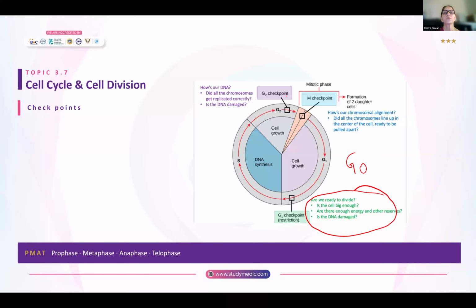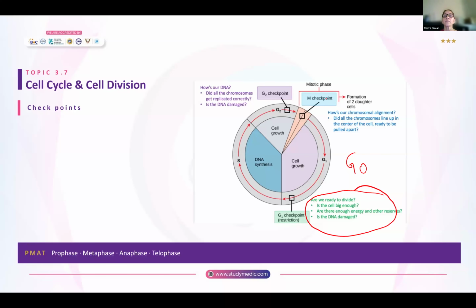So at G2, the cell checks whether all the chromosomes have replicated correctly or not. It also checks again for DNA damage. If the cell realizes that there is damage to the genetic material, or damage to the DNA, at any point of time, further division does not happen.